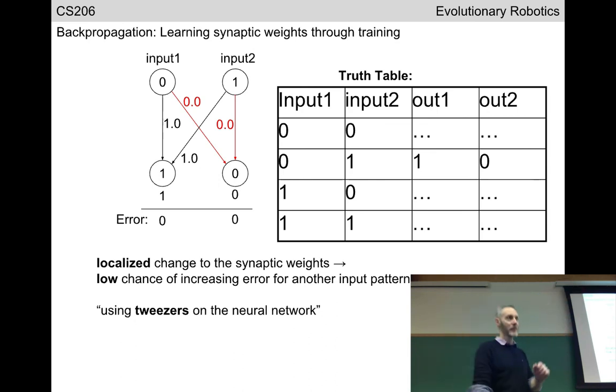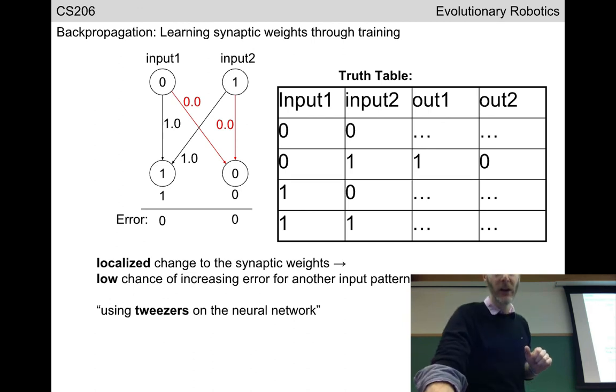Question? So do you just go one layer back, or do you go all the way back? You go all the way back, and you often change things less as you go further back. There are 1,000 variations of the backpropagation algorithm. I want you to just take away the intuition of how it works. Okay.